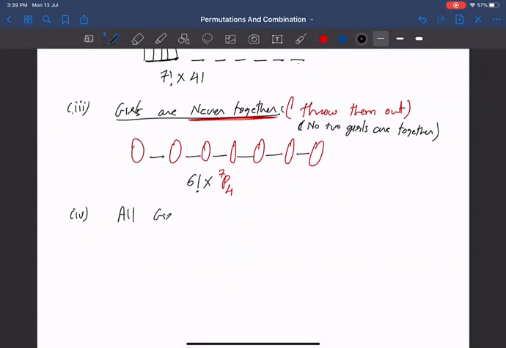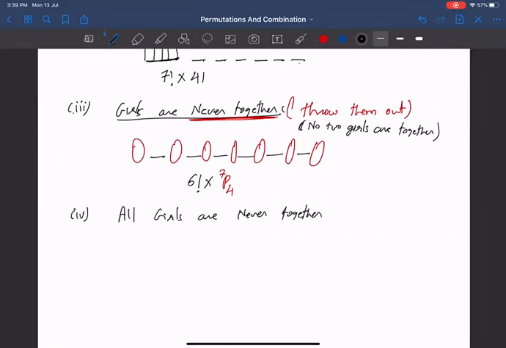All girls are never together. अरे हटा. All girls are never together मतलब क्या? Sir, we can have 2 girls together, we can have 3 girls together, लेकिन 4 की 4 साथ में नहीं चाहिए मेरे को, because they talk too much. How you are going to handle this situation?